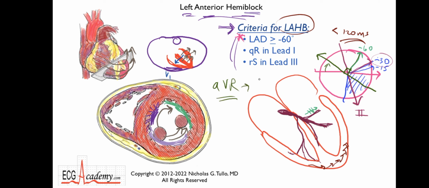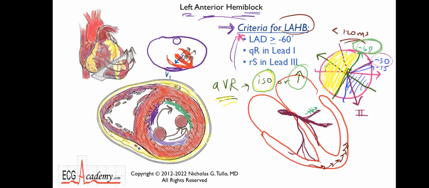If AVR is isoelectric or positive, then you know that the axis is going to be in this half of the circle. And so the axis, therefore, is going to be markedly abnormal. So if AVR is isoelectric or positive, then that meets the criteria for hemiblock. And then the question is, is it anterior or is it posterior?